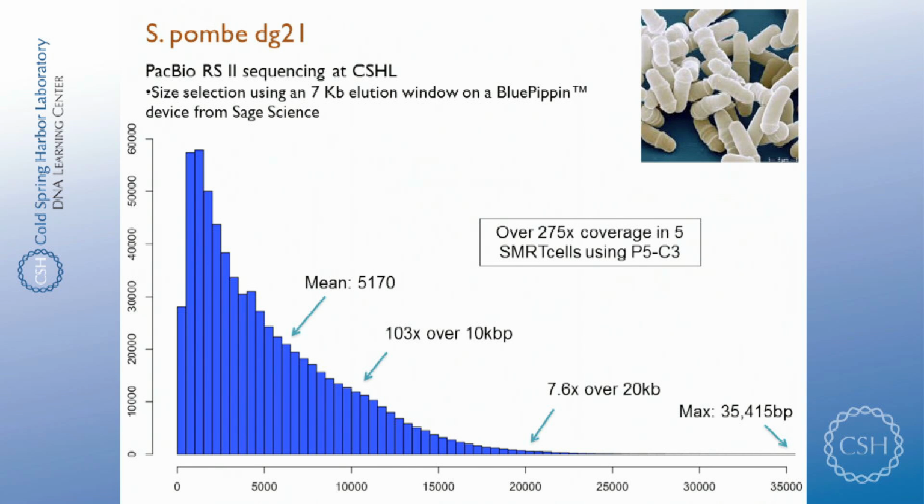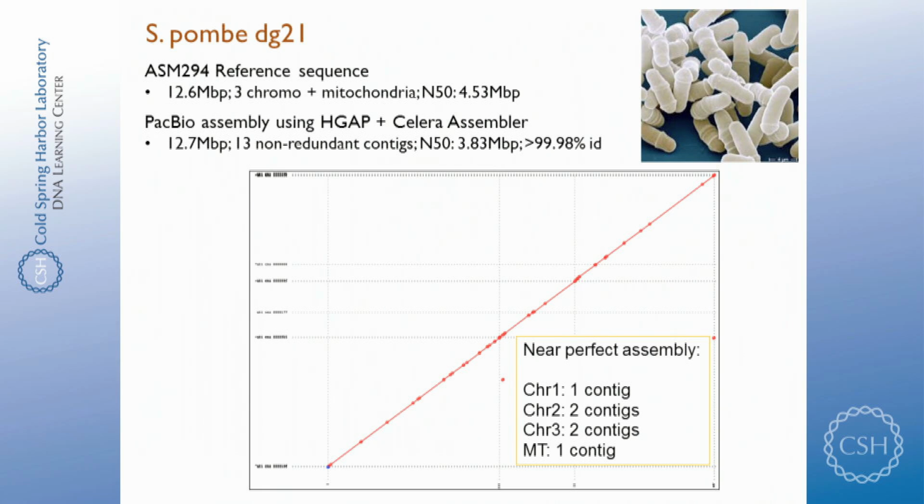So we ran the error correction pipeline. We then assembled it using the Celera assembler. This is called a dot plot, showing the results of our assembly against the reference pombe sample. So on the y-axis here are my contigs laid out end to end.